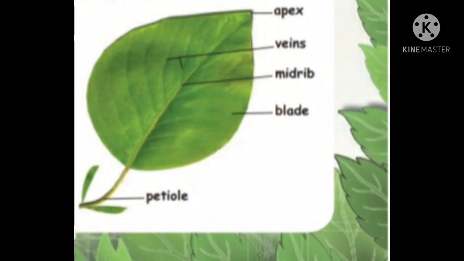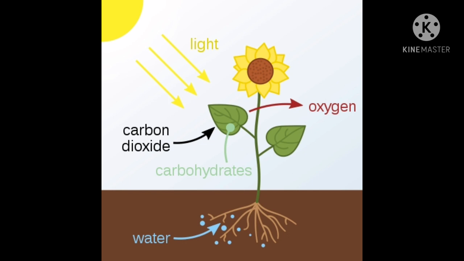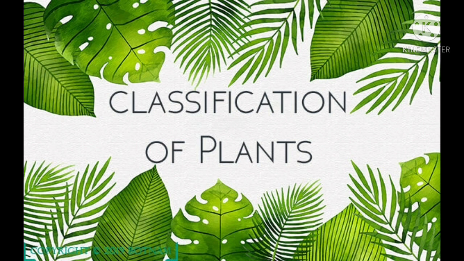Dear children, last class we learned about parts of a leaf and leaf as food factory. Today our topic is classification of plants.